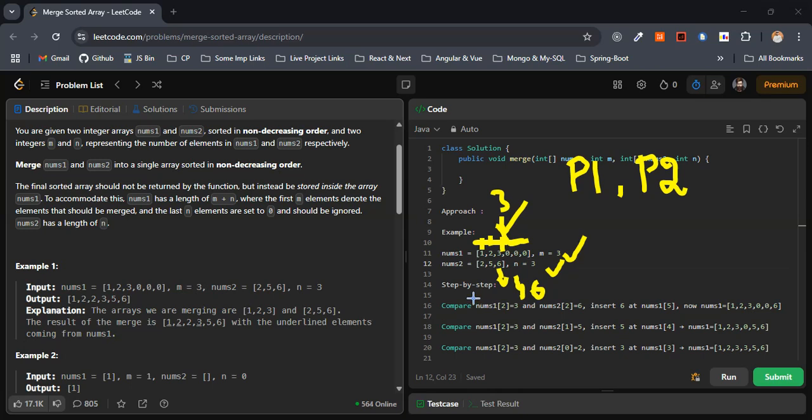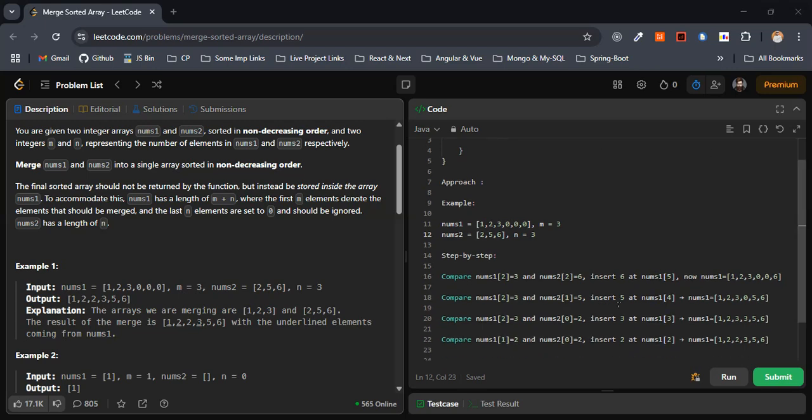So pointer p will be m plus n minus 1, which is equal to 5. This one I'm speaking of will be equal to 5 now, the end of nums1. Then let's come to the step by step comparison. So let me delete this one. I hope until here everything is clear.